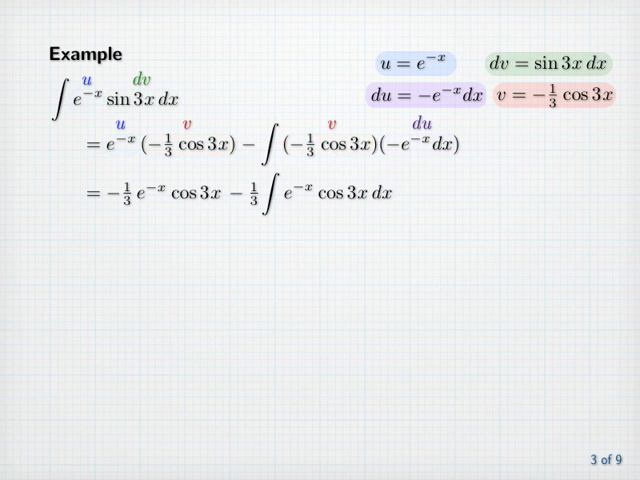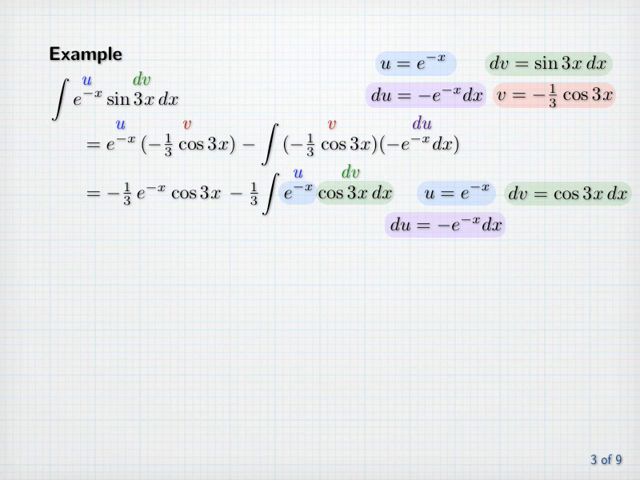Here we'll let u equal e to the minus x again, and dv is cosine 3x dx. So we calculate du, just as before, it's minus e to the minus x dx, and now we integrate cosine of 3x to get v equals 1/3 sine 3x. Now we need to be careful about grouping here.